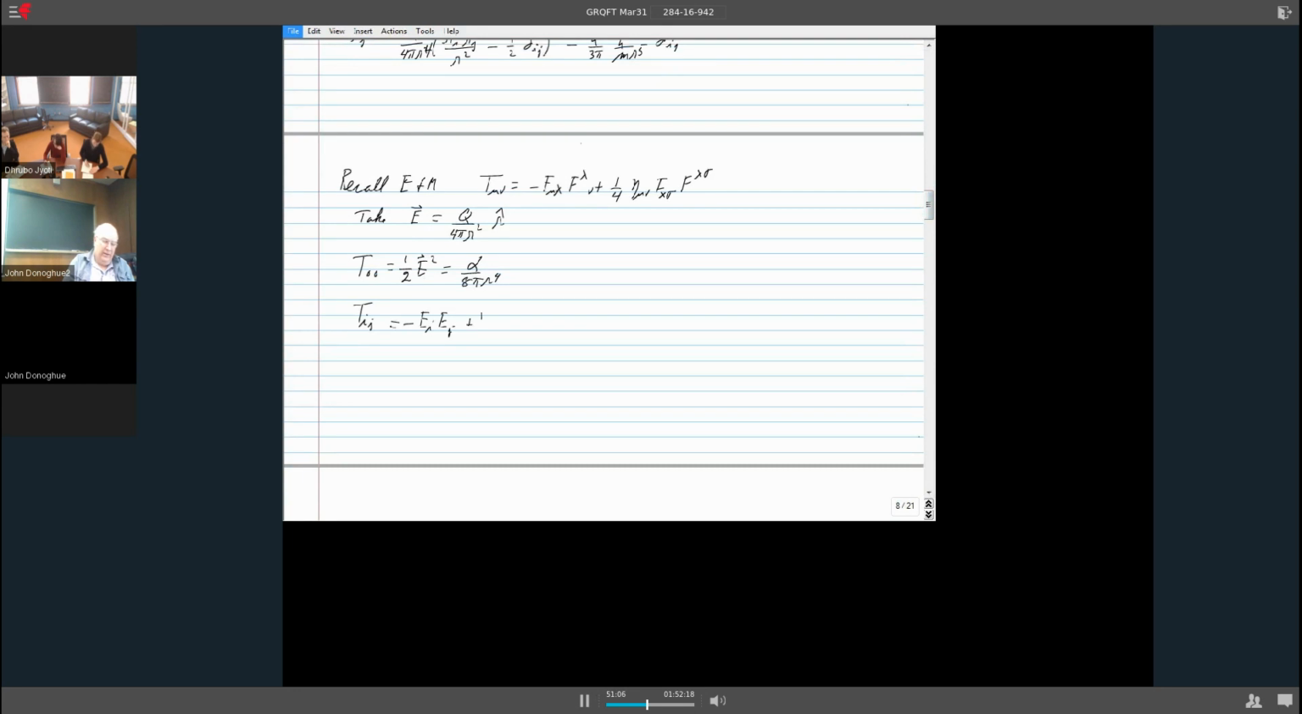the charged object, we have the electric field is Q over 4 pi r squared r hat, and T00 is then 1/2 E squared. That's of course what you knew. Is then alpha over 8 pi r to the 4th.